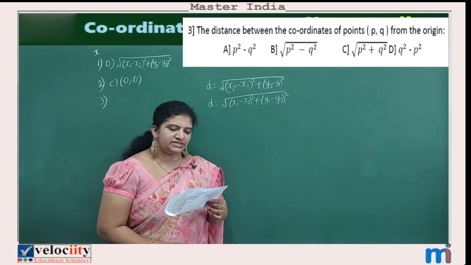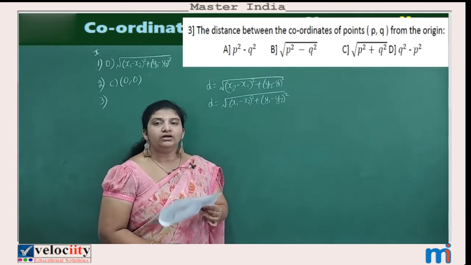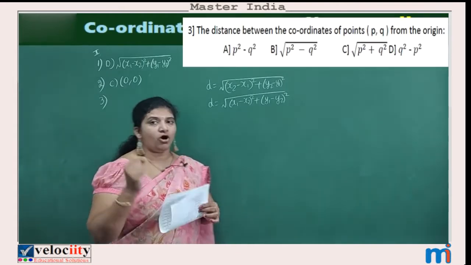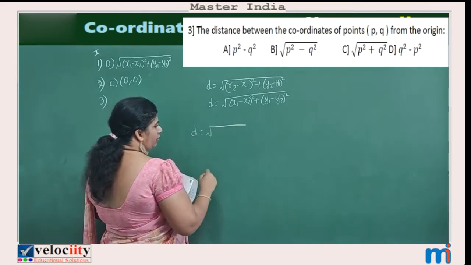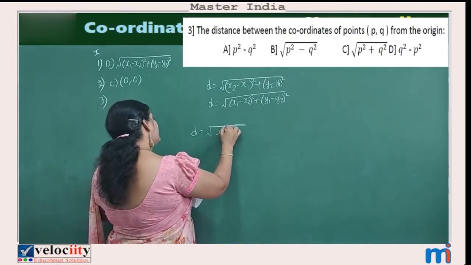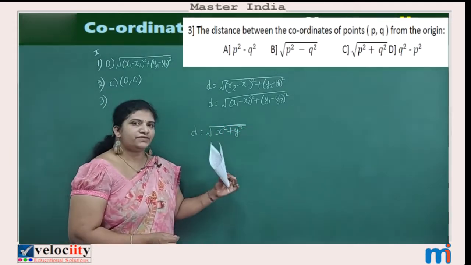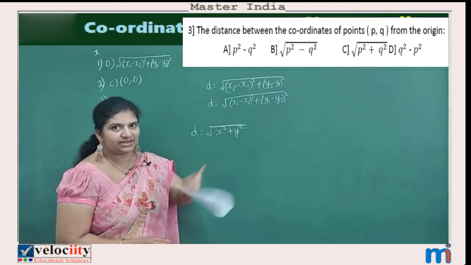Third one, the distance between the point P, Q and the origin. And one more formula we remember. What is that? Distance from origin. That distance D is equal to the square root of, what are the coordinates you have? x, y means it will be x square plus y square. Distance from origin formula is D is equal to square root of x square plus y square.